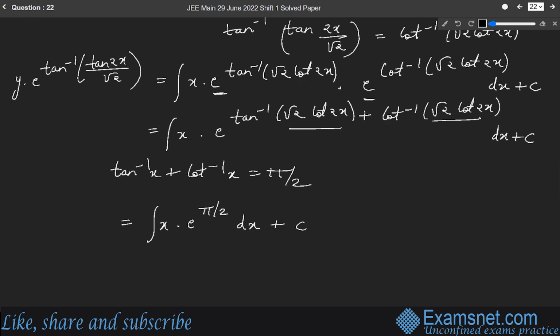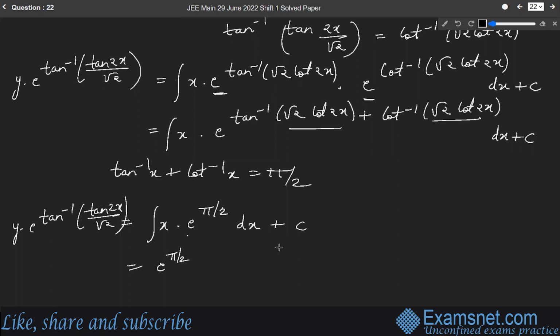plus c. And the left hand side is y into e power tan inverse of tan 2x upon root 2. All right, so now you can see that this whole term is changed to pi by 2 because tan inverse x plus cot inverse x is equal to pi by 2. So now the integral part is x into e power pi by 2 dx plus c. Now we have to find the integral. Here e power pi by 2 is a constant, so it will be outside.